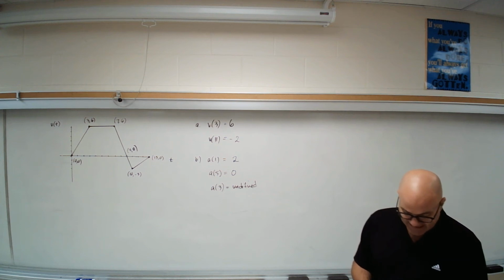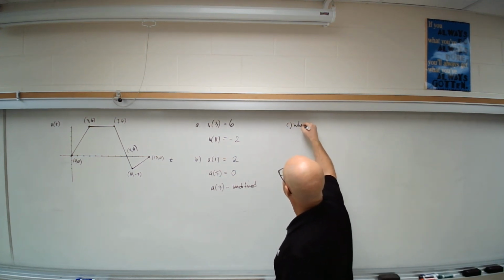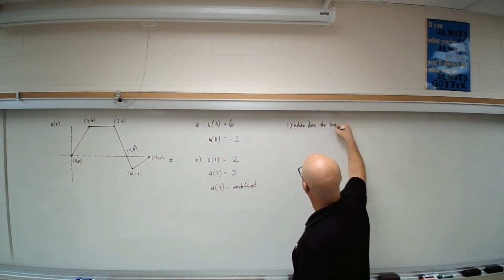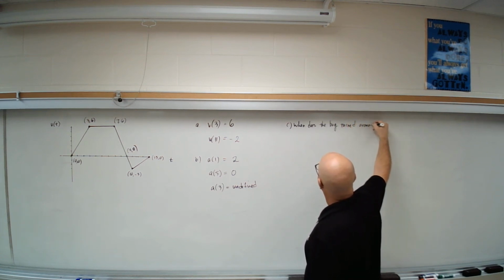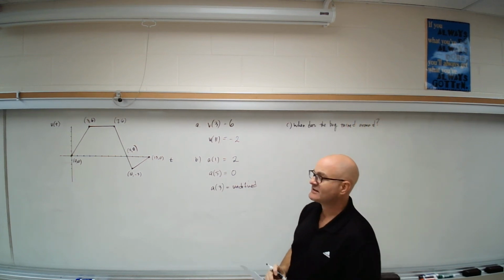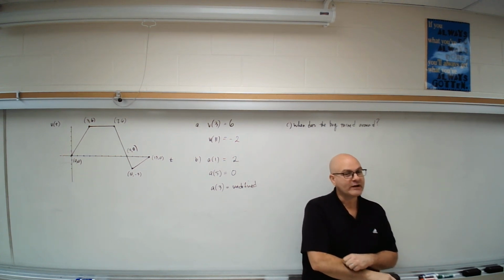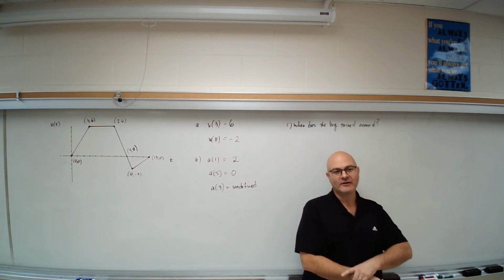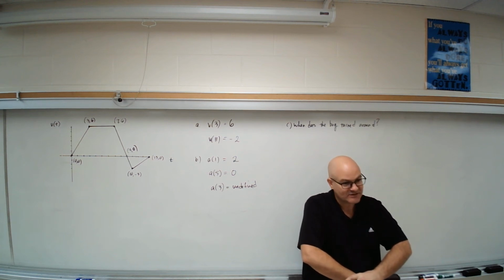All right, C asks us, at what time does the bug turn around? When does the bug turn around? Now if you're asked this on a test too, it might say, when does the bug turn around? We're looking for a time. We're not saying it turns around when it goes from one direction to the other. I know what turn around means. So it's actually saying, at what time does it turn around?